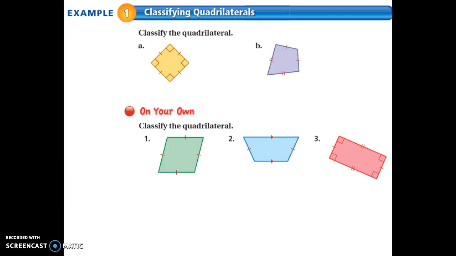We're going to go ahead and classify each of these quadrilaterals now. So in A, I see that it has 4 congruent sides, and I'll use the symbol for congruent. And I also see that it has 4 right angles. Since it has 4 congruent sides and 4 right angles, this figure must be a square. If you need, you can look back to our last page for definitions.